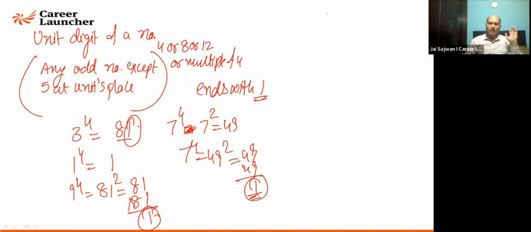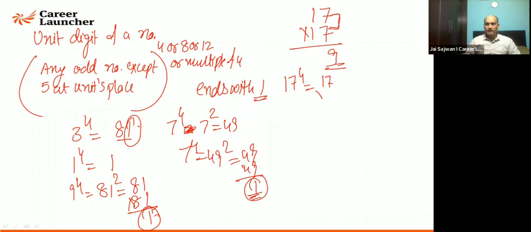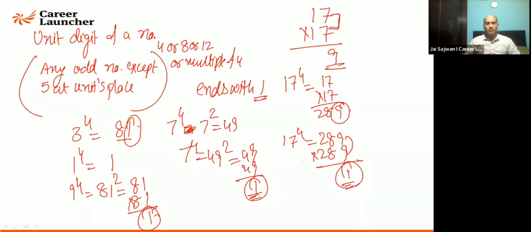Some of you may be thinking, why is it 17 into 17? To find out the unit digit, you will multiply unit with unit. 7 sevens are 49, so 9 is going to come. If someone is saying 17 to the power of 4, I'll say 17 into 17. 289 comes, so 9 is the unit digit of this. So 17 to the power 4 is 289 squared. I'll say it is 289 into 289, 9 nines are 81. Again, the unit digit comes out to be 1.